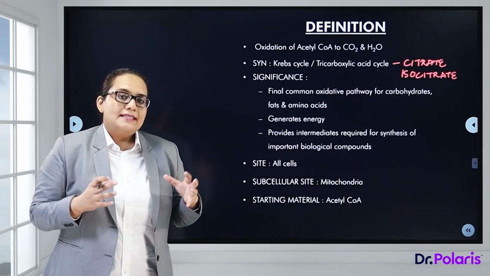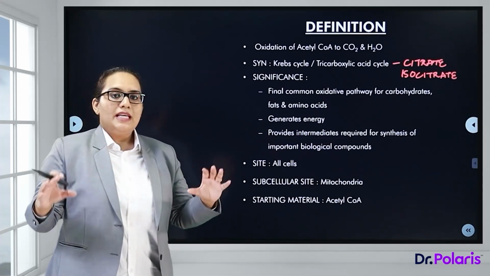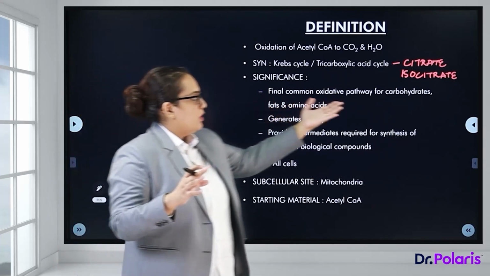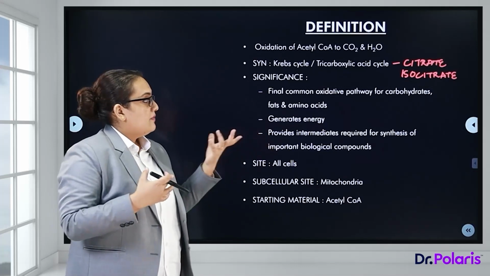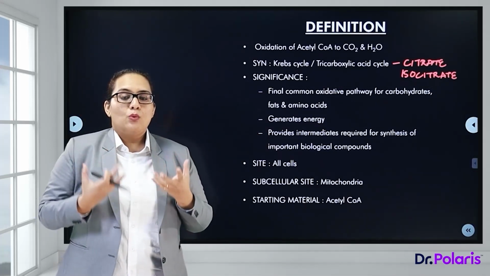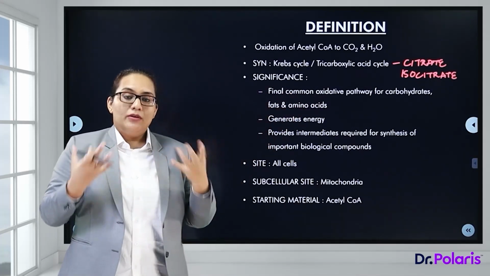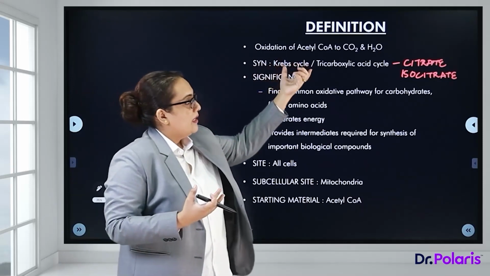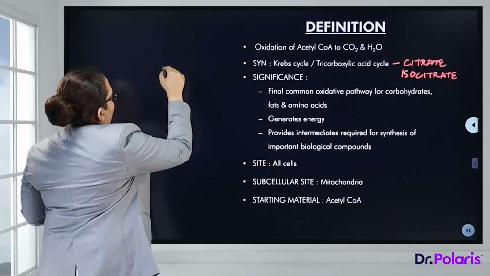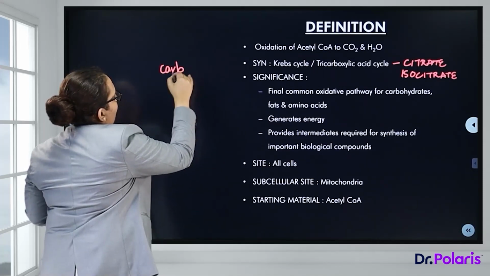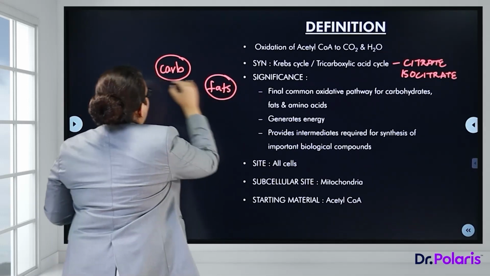The citric acid cycle is considered to be the final common oxidative pathway for all 3 metabolic pathways, which involve carbohydrates, fats, and amino acids. Now, carbohydrates, fats, and amino acids are the fuels that are required for energy production. So I'll just show you how these 3 help form acetyl-CoA, which is the substrate that enters into the TCA cycle. Let me write the 3 fuels first: we have carbohydrates, and then we have fats and proteins.